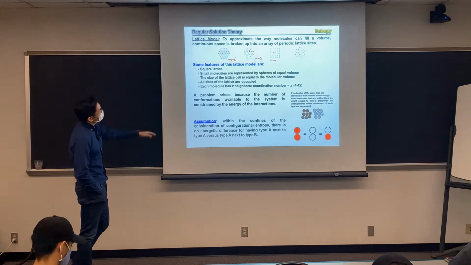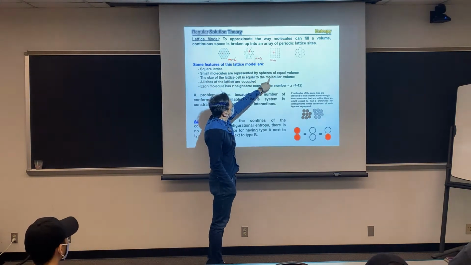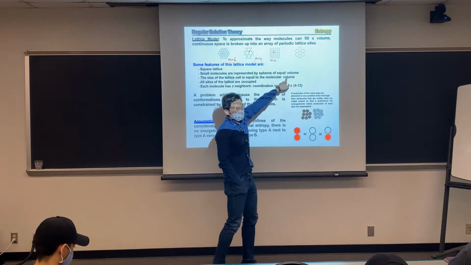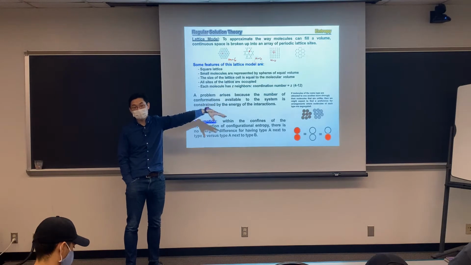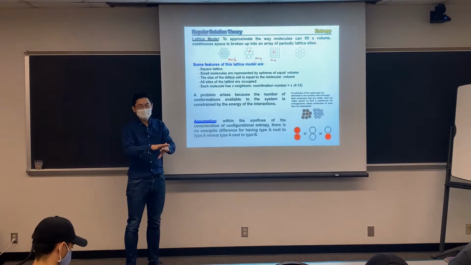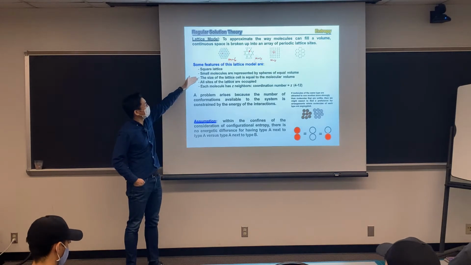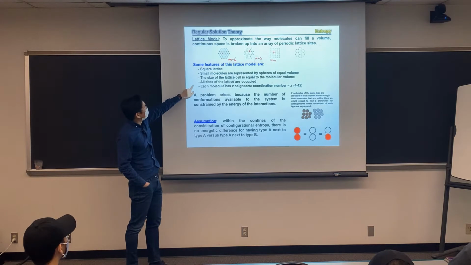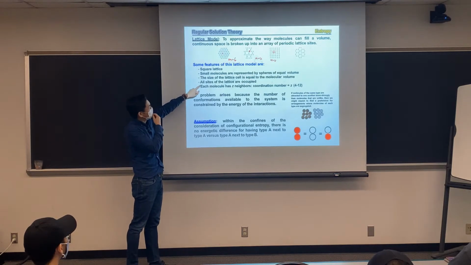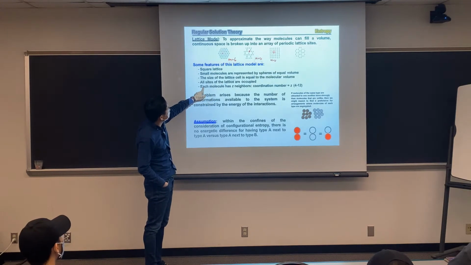One assumption is that all the small molecules will be represented by spheres of equal volume, so that we can throw them in the lattice without worrying about their volume effect. Let's say hexane and toluene, we're going to put them in the lattice and assume they're equal. That's a very good and relatively okay assumption. The size of a lattice cell will be equal to the molecular volume, so all the sites of the lattice will be occupied. And the last one is relatively important.